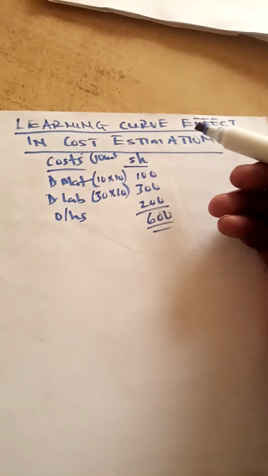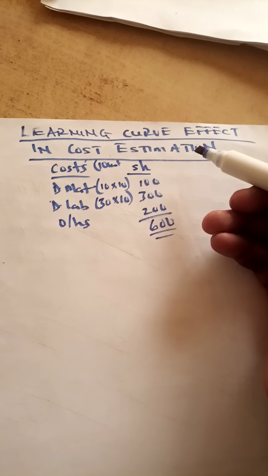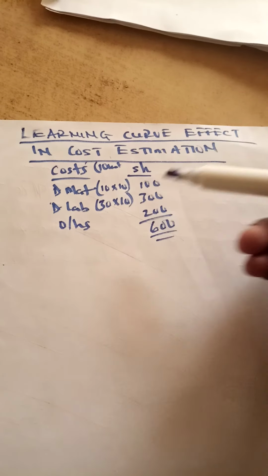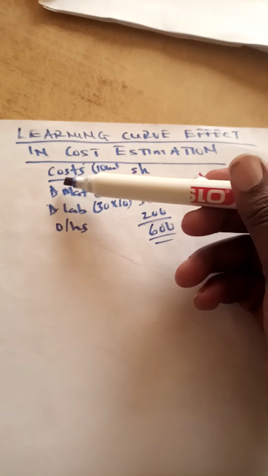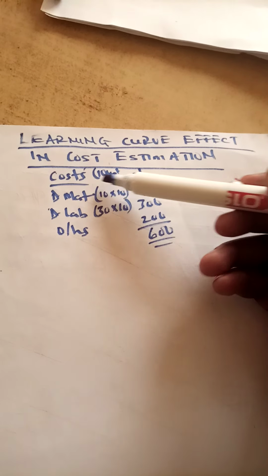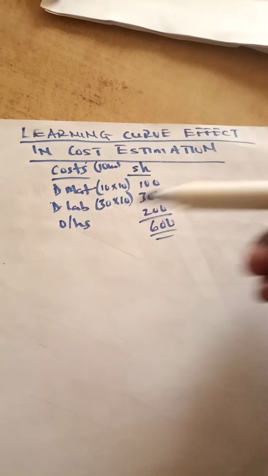Also need to finish with, in cost estimation, this concept called the learning curve effect. The learning curve effect comes from the fact that if you're trying to produce something, you might want to tell us the total cost of making something. So maybe you want to make 10 units. Total costs are always materials, labor, and overheads.